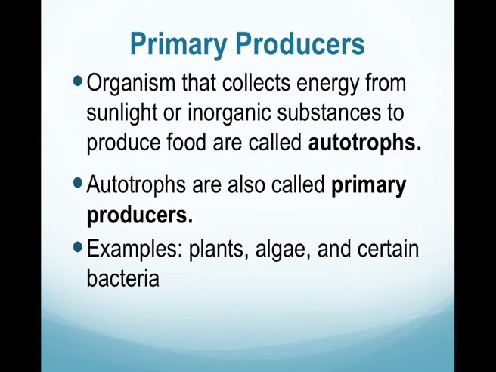Producers or autotrophs are organisms that get their energy directly from sunlight. Autotrophs are also called primary producers or producers. Commonly, you would refer to these as plants. They're organisms that can take and make their own energy from chemicals or sunlight.